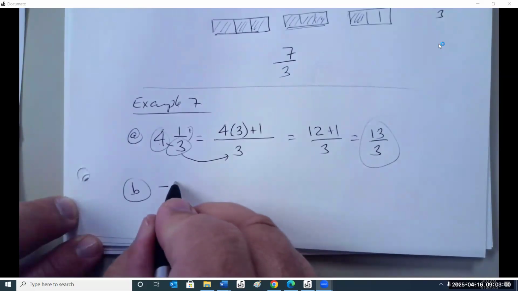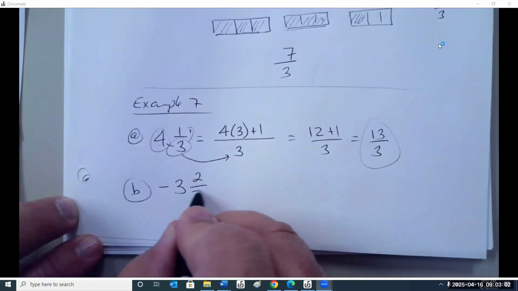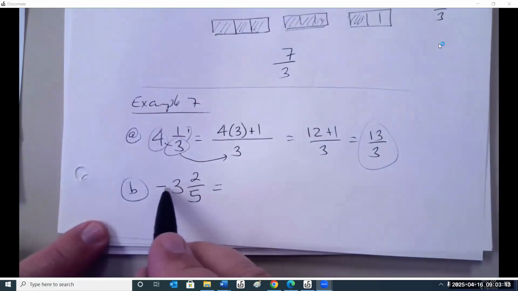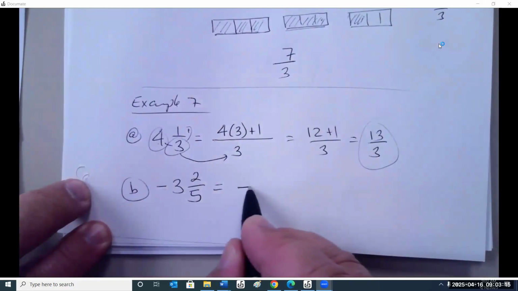What if we had a negative? This ruins more people's days. And it's easy. Because the negative in front, it stays out there.